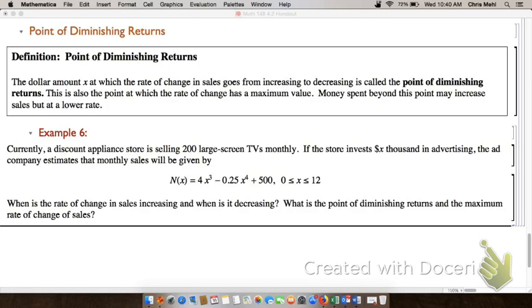i.e., your graph is going to switch from concave down to concave up. This is called the point of diminishing returns. It's also the point at which the rate of change has a maximum value, so it's where the rate of change in sales is increasing the most. Money spent beyond this point may increase sales, but it's going to do so at a lower rate, because the rate of change in sales will be decreasing after that point of diminishing returns. Okay, so example.